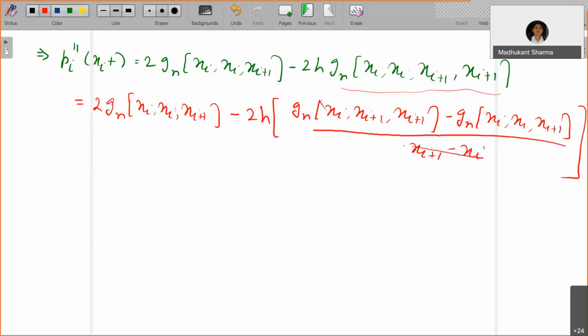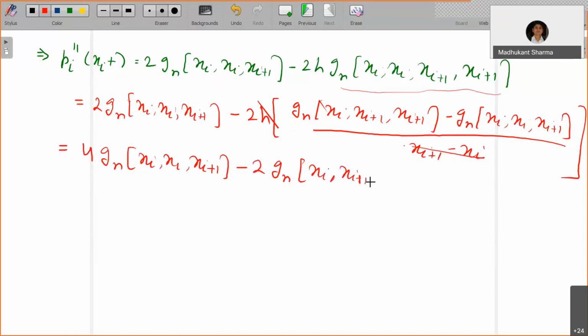So this xi plus 1 minus xi will get cancelled with this h. So this will be equal to, now this is gn[xi, xi, xi plus 1], here also with plus 2. So it is going to be 4 times gn[xi, xi, xi plus 1] minus 2 times gn[xi, xi plus 1, xi plus 1]. So we are only simplifying this now, divided differences opening up.